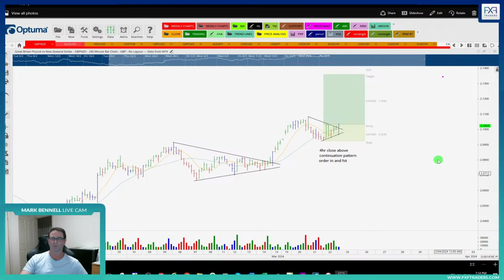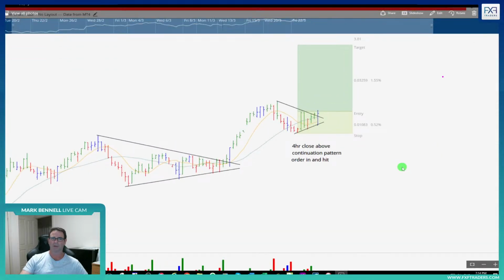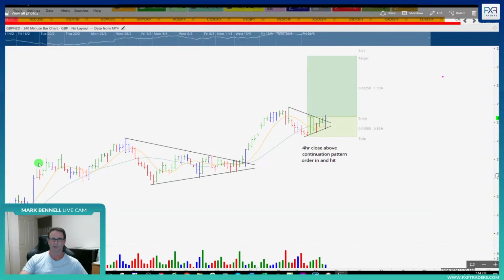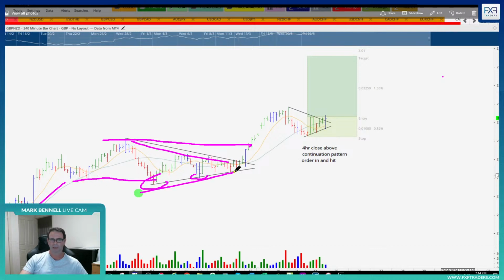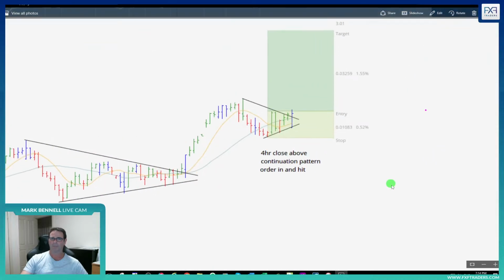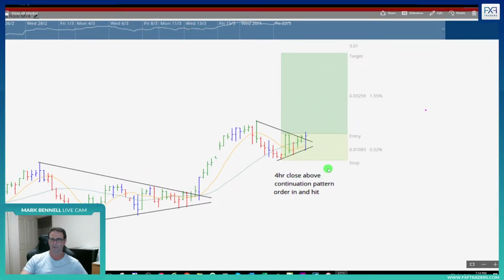Okay, we've got the 240-minute chart. So we can clearly see this will be the break above. So this will be the breakout through here. So we've got a nice 4-hour anchor through here. Notice price has held it. We've got our triangle through here. So this has popped and broken out. So we've got the 4-hour close above the continuation pattern.